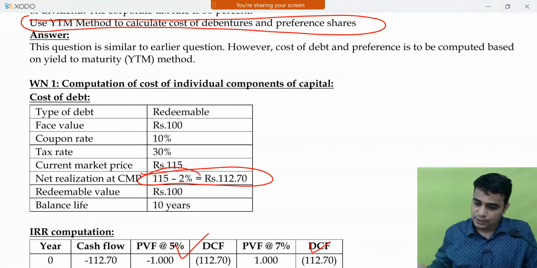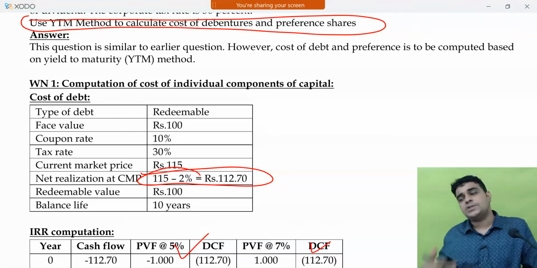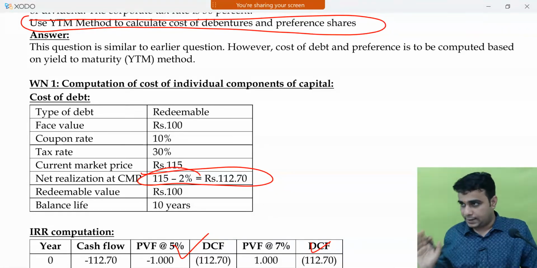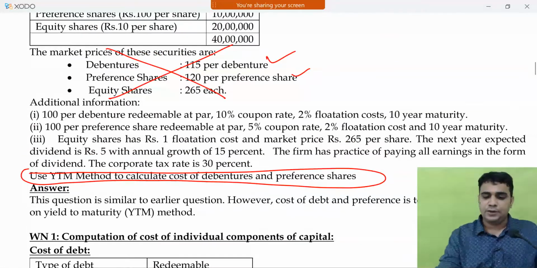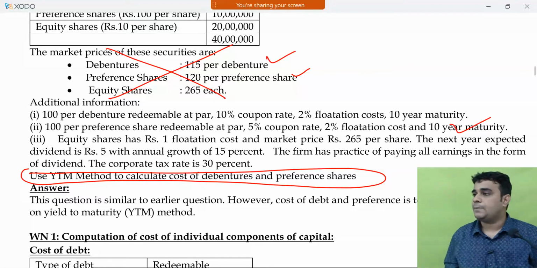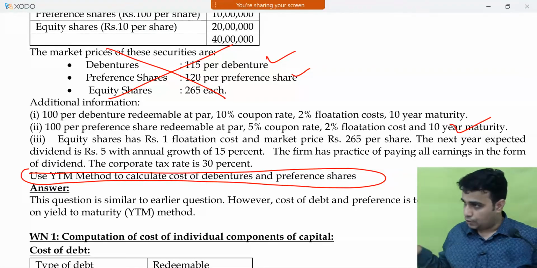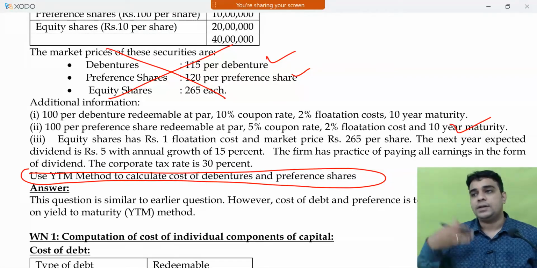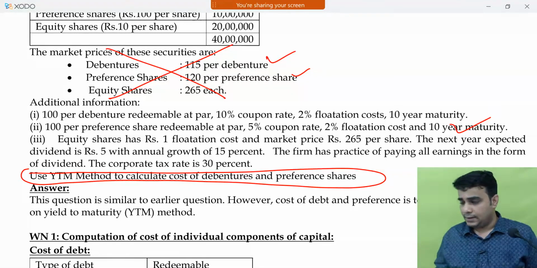In that question we said issue price is equal to 100 rupees. In this question we have said issue price is equal to current market price. The same thing you will continue for preference also, which is current market price minus, you will get the answer under the shortcut method and then follow it up under the IRR method. Clear? Any doubts on this?